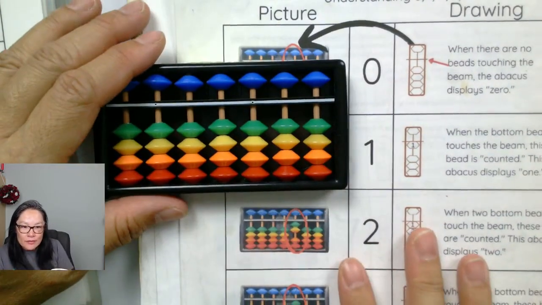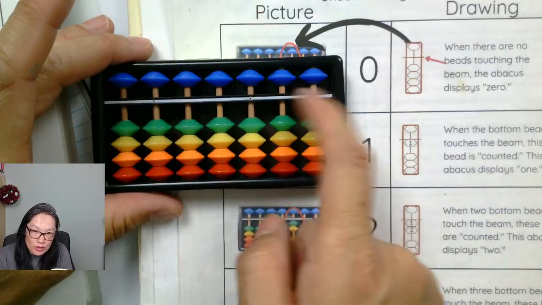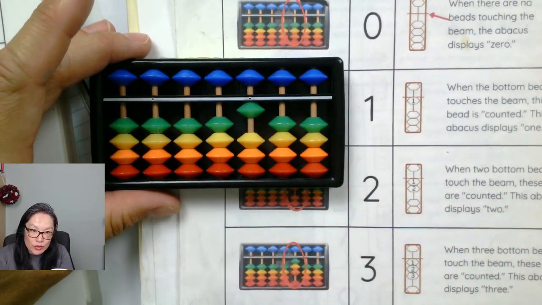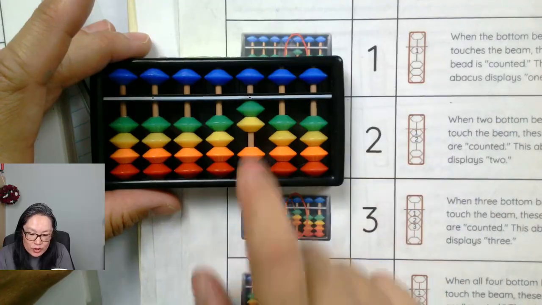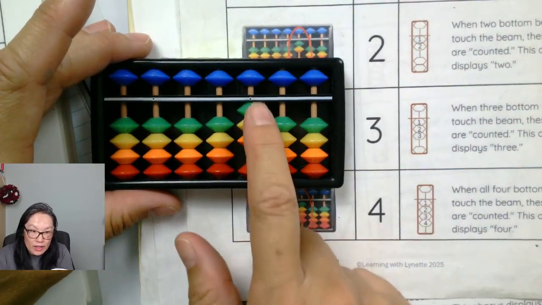All right. So we have 0. This is 0. When the beads are not touching the horizontal bar, this is 0. When we have 1, we only need to use the 1 bead. After 1 is 2. After 2, right, is 3. 1, 2, 3.